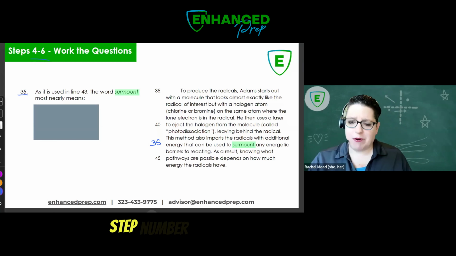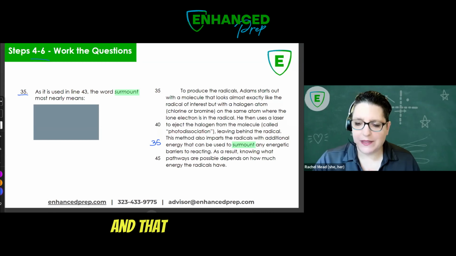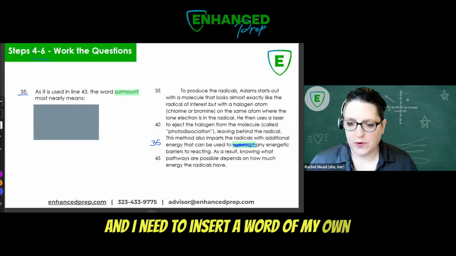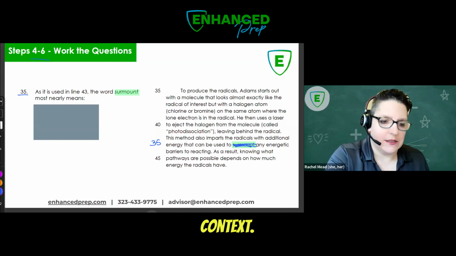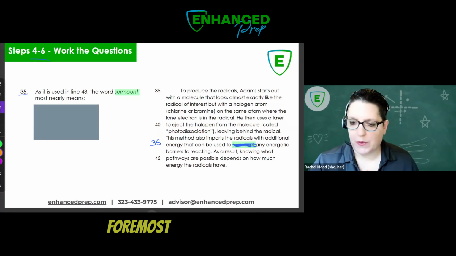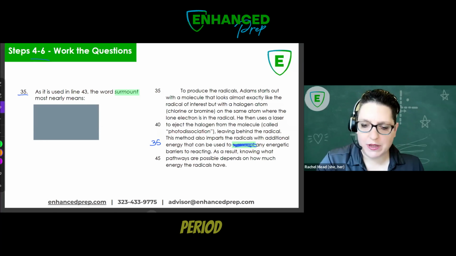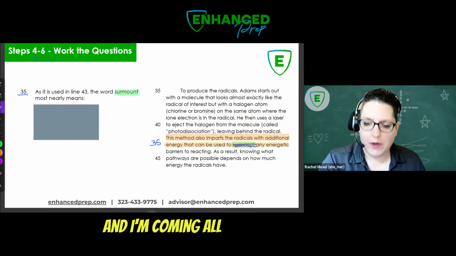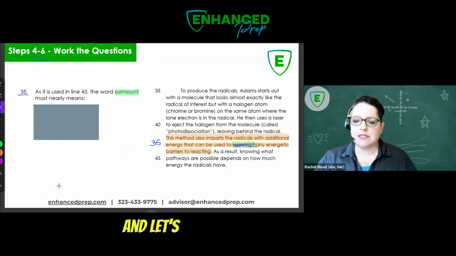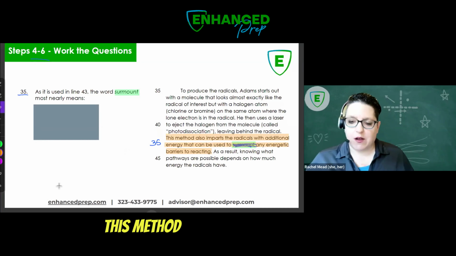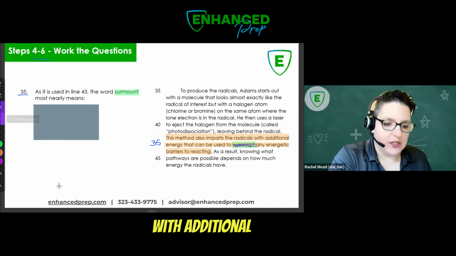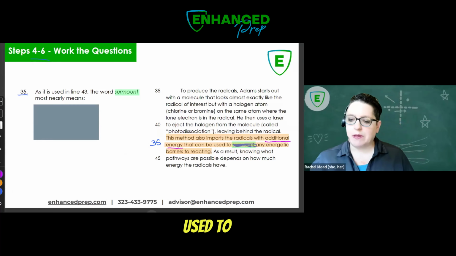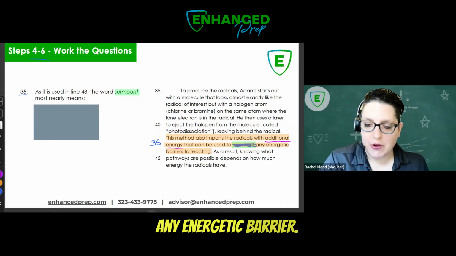All right. Step number 5 is speak for myself. And that means I need to ignore this word and insert a word of my own that's going to make sense in this context. Now, I need to make sure first and foremost that I am reading period to period on this. So I'm starting here with this method and coming all the way through to reacting. And let's see what clues we have. This method also imparts the radicals with additional energy. So it's adding energy to it that can be used to blank any energetic barrier.